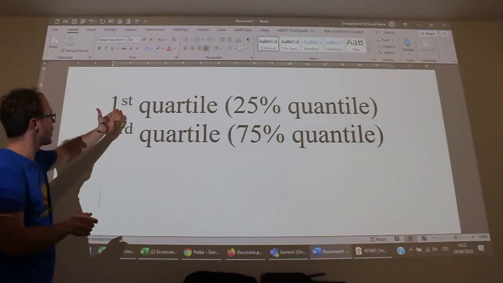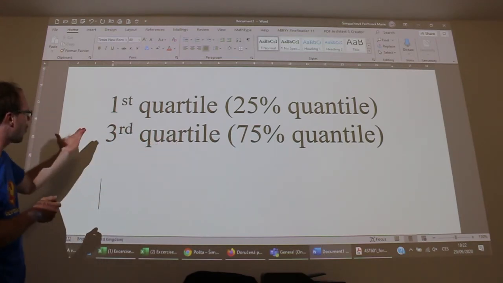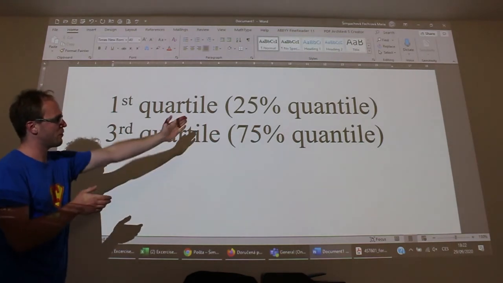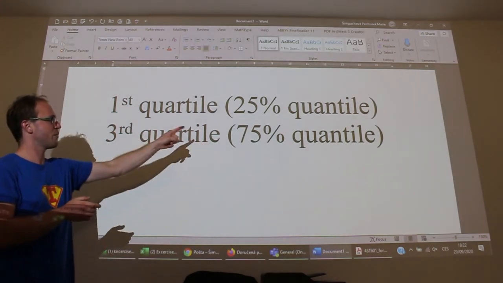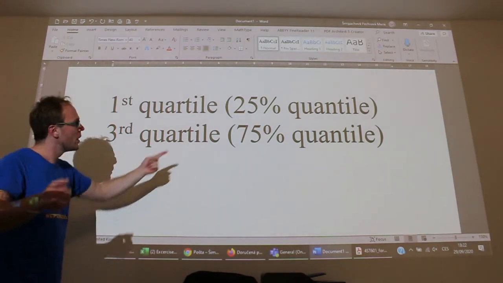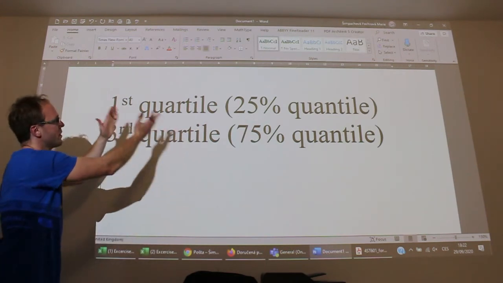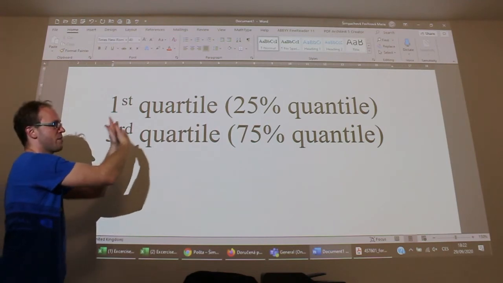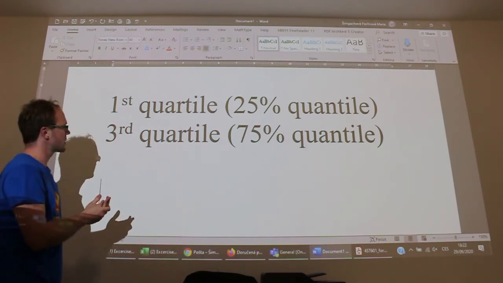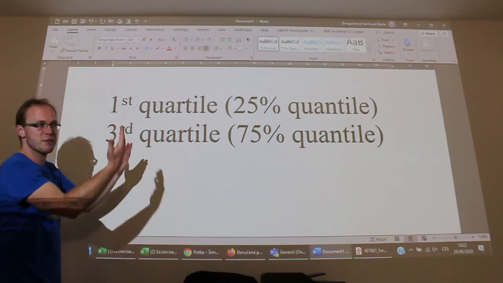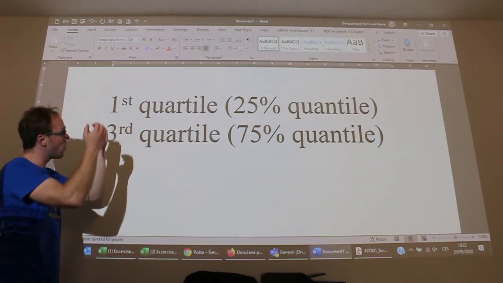So we can continue with quartiles, first quartile and third quartile. Yes, we can call the first quartile the 25% quantile, and the third quartile we can also call the 75% quantile. Yes, why? Because the first quartile divides the sample into 25% below and 75% above. Yes, and the third quartile divides the statistical sample into 75% below and 25% above. Yes. So what does it mean?